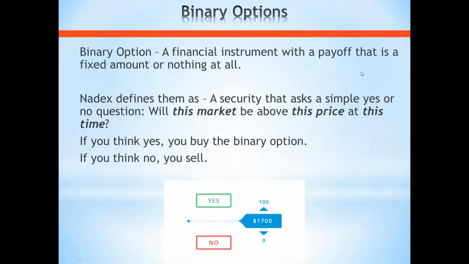But binary options, for those of you that don't know, and I think most of you probably do know, are a financial instrument listed and traded on the Nadex exchange. Nadex defines them as a security that asks a simple yes or no question. Will this market be above this price at this time? If I think yes, I buy the option. If I think no, I sell the option. There are only 2 different settlement values that can happen at expiration for a binary option. Hence the name binary option. It's a binary outcome. It either is worth maximum value of $100 or it is worth nothing.